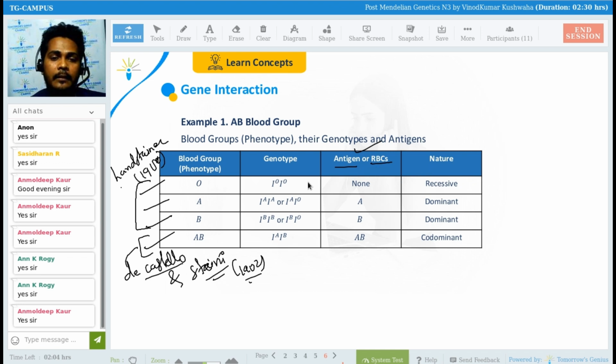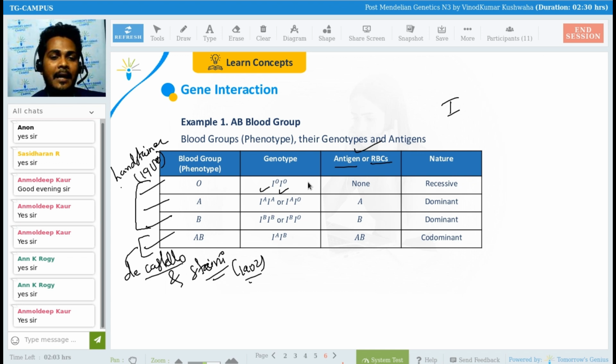Now, the type of antigen is controlled by the gene I, and that's why it is written as capital I. So you can see here that the gene controlling this antigen is represented by I. So you should not forget that the antigen is controlled by the gene called capital I, and that's why capital I is represented everywhere.